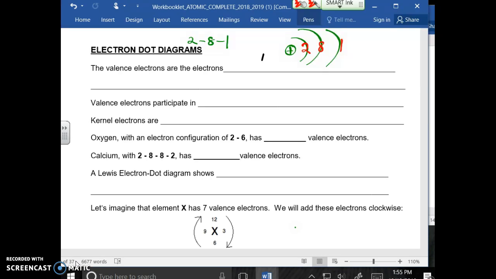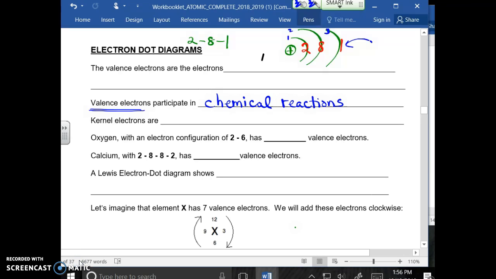It turns out that the inner electrons, in this case the first shell and the second shell, have structural importance. It's only the third shell, in this case the last energy level, it's only those electrons that participate in chemical reactions. So let me just jump ahead and say this. The electrons in the outer shell are called valence electrons, and these are the ones that participate in chemical reactions.